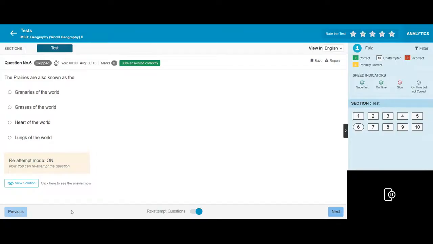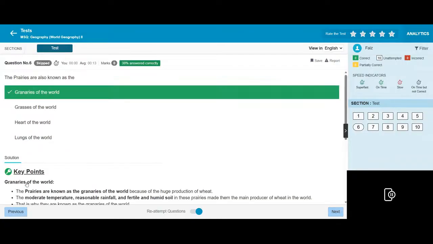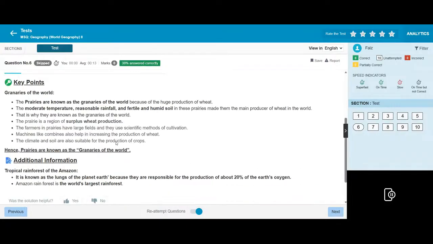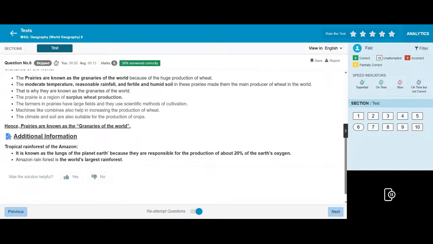The prairies are also known as the granaries of the world. Prairies are known as the granaries of the world because of the huge production of wheat. The moderate temperature, reasonable rainfall, and fertile soil in these prairies made them the main producer of wheat in the world. That is why they are known as the granaries of the world. Prairie is a region of surplus wheat production.